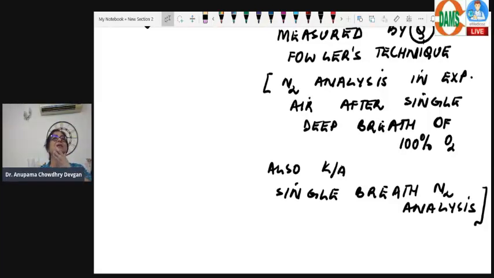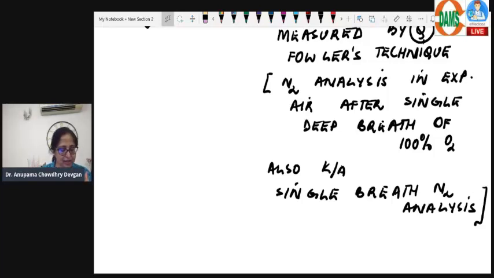What is anatomic dead space? Dead space is any air which is not participating in respiratory exchange, right? This is the air which is present in the trachea and bronchi. There is no exchange taking place in the trachea or the larger bronchi, in what is known as the conducting zone of the lung. So that becomes your anatomic dead space.